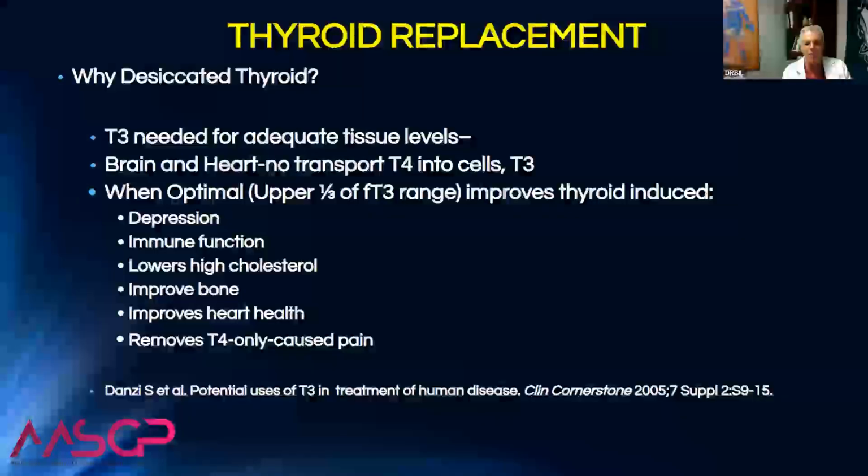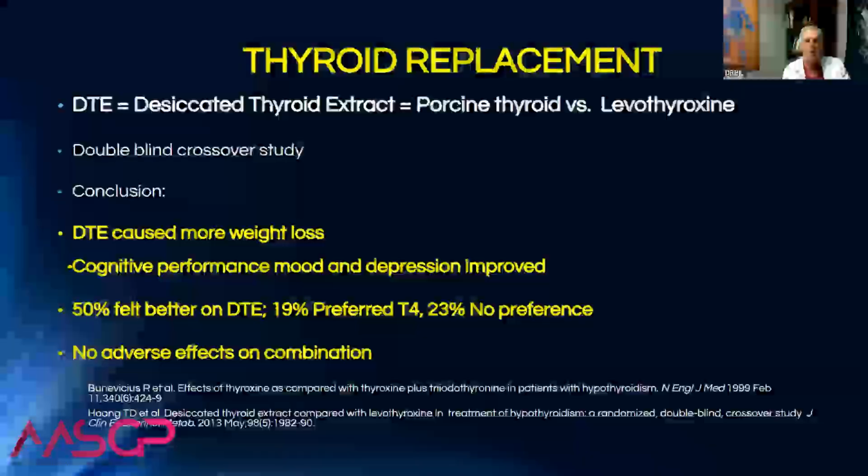T3 is needed for adequate tissue levels. The brain and heart do not transport T4 into the cells. When you get to the optimal levels in the upper ranges of the free T3, you get improvements in pretty much all of the functions: depression, immune function. It will lower high cholesterol, it improves bone health, it improves heart health, and it removes the pain syndrome. Apparently there's some sort of pain syndrome that happens with T4 only.